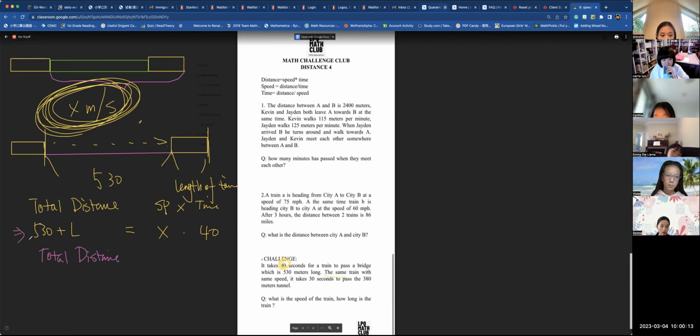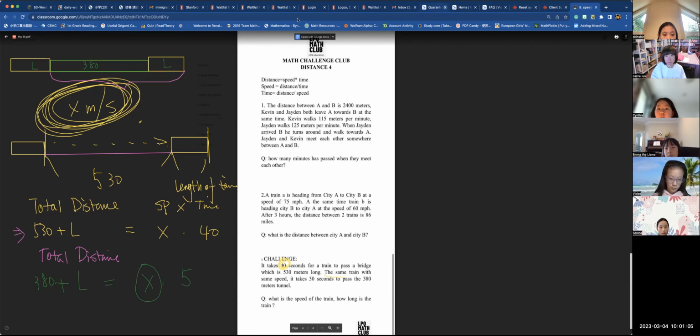Take a look at the previous one. 530? What did the second trip pass? The second time it was a tunnel. So that's 380 plus L. Very good. Equals time x... x times 5, equals what? Where does the 5 come from? So x is a speed, right?